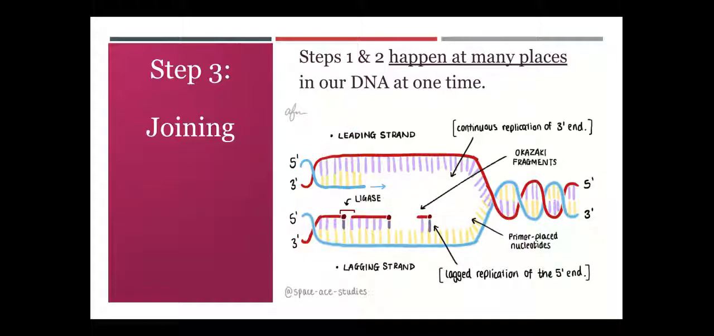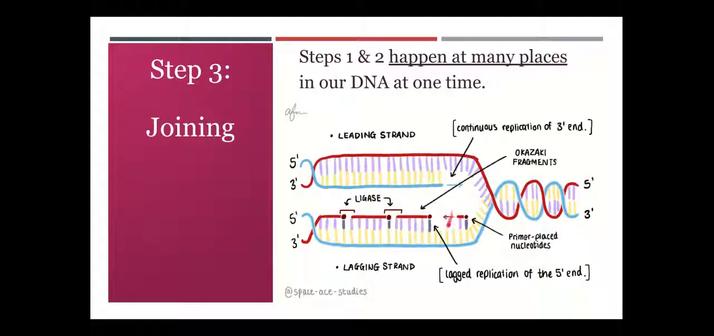So that was step 2 of DNA replication. So remember, step 1, we unwound the DNA. Step 2, we added some nucleotides. Those 2 steps don't just happen at one single place in our DNA at a time. They happen at many places in our DNA at once. It'd be really, really inefficient if our cells could only synthesize new DNA at one place at a time. So we have developed the ability over thousands and millions of years to have this happen at many places at once.